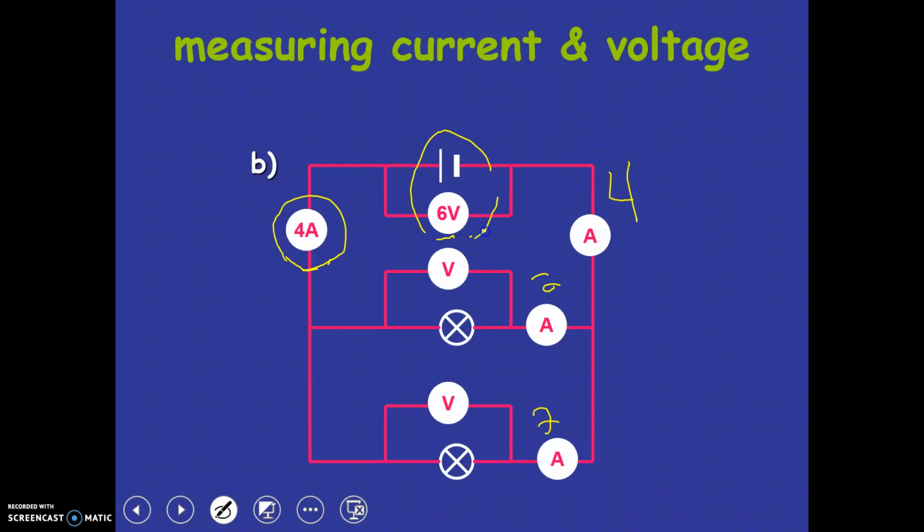We see this 6 volts would be the total voltage in this battery. That means that this would get 6 and this would get 6 as well, because in a parallel circuit, voltage stays the same.